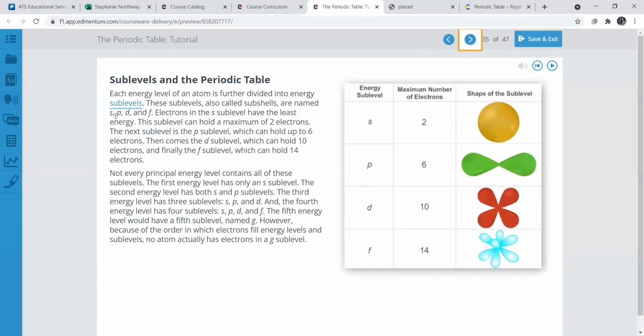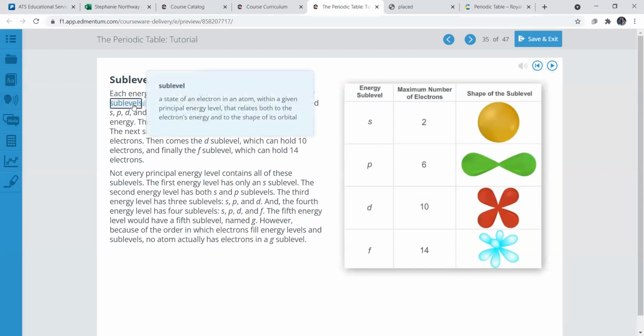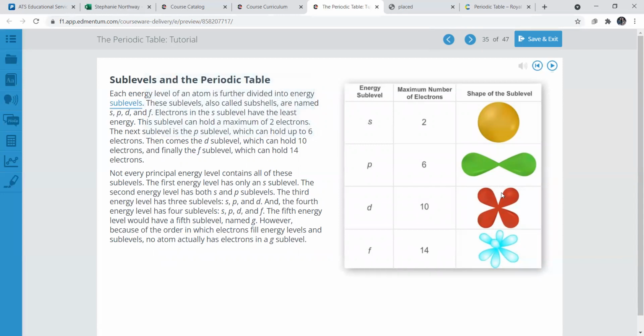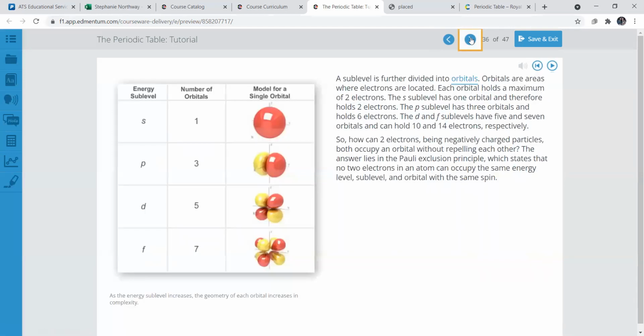Sublevels, all right. A state of an electron in an atom within a given principal energy level that relates to both the electron's energy and the shape of its orbital, meaning the shape of how it is moving about. So here's just some different examples of shapes here. Okay, here's just another number of orbitals. It goes down 1, 3, 5, 7.